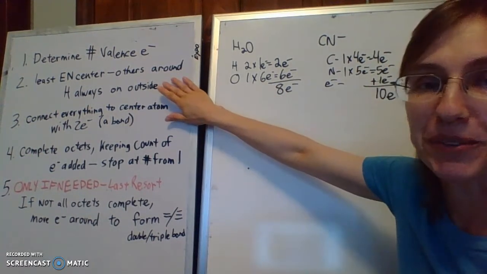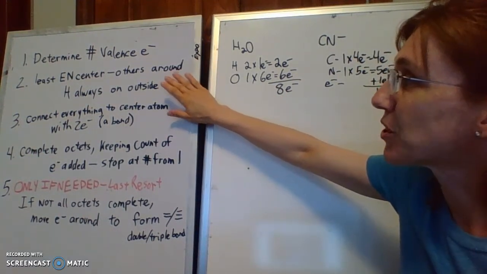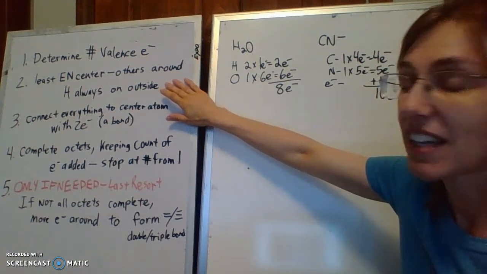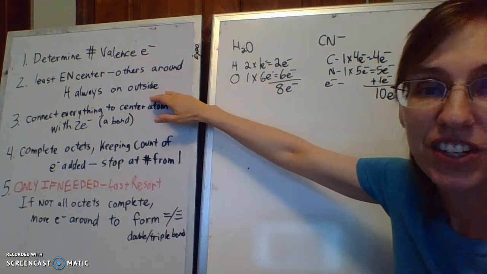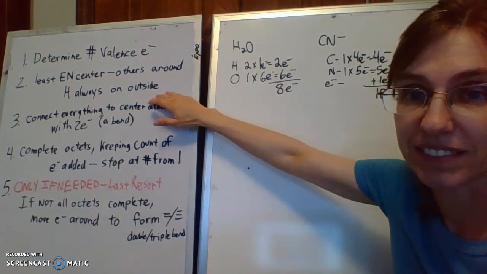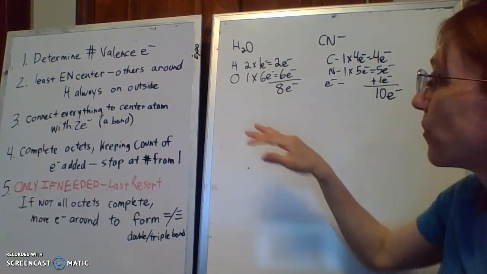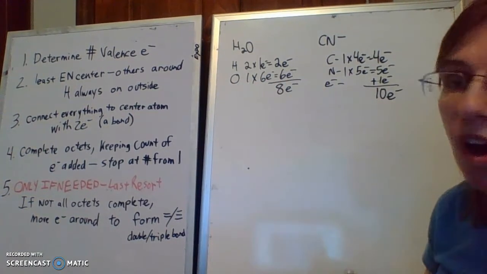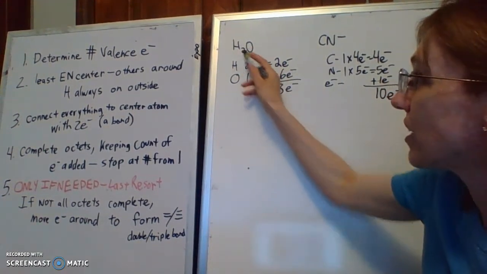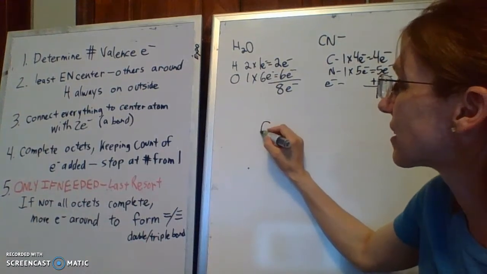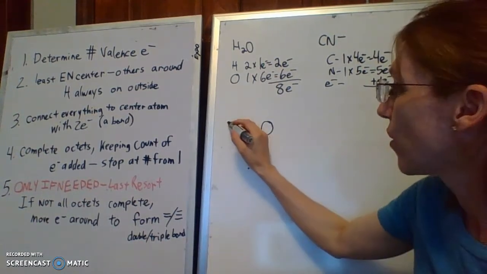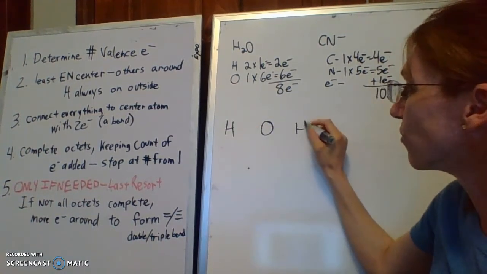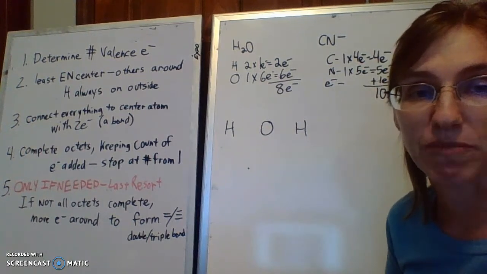Okay, so let's go on to number 2. Number 2 says put the least electronegative in the center, and it reminds us that hydrogen always has to be on the outside. So let's go ahead and do that. We'll work through the rest of this with water. So oxygen and hydrogen. Oxygen is the least electronegative, so we're going to stick it in the center. We're going to put the other guys around our central atom.